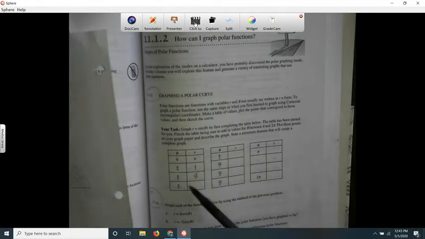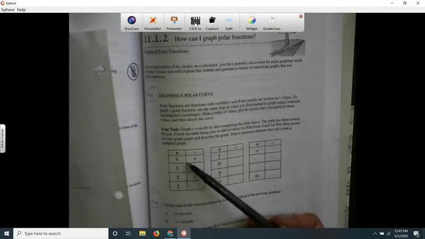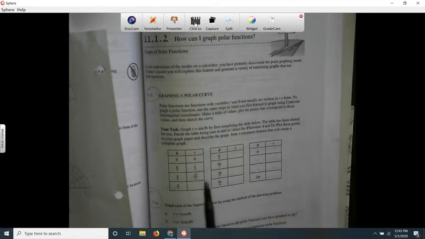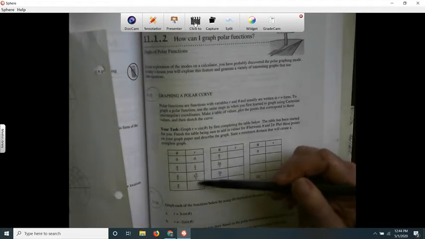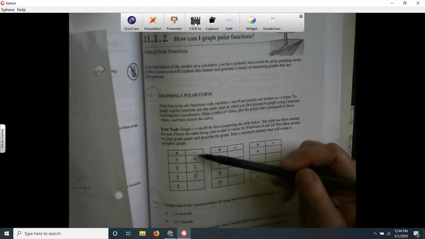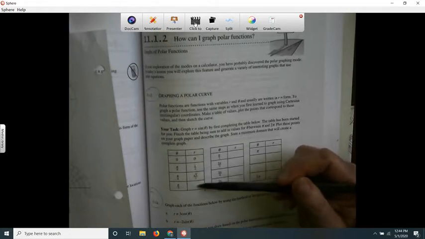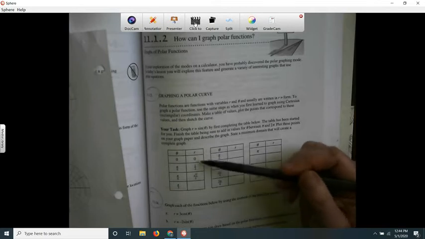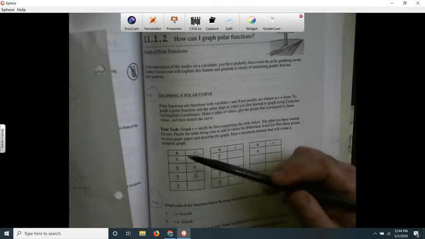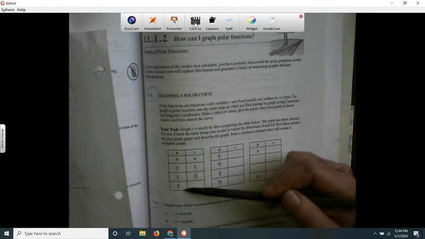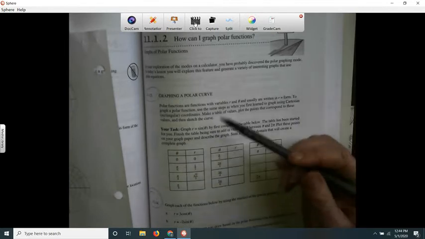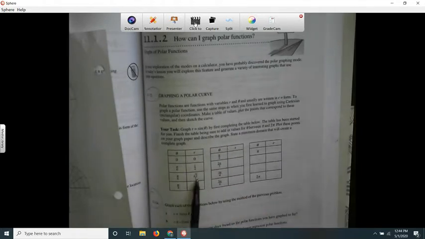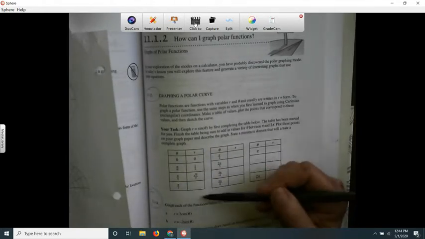So the way that you can fill out this table is, if you remember, r is the length of the radius. It's like the magnitude. If you're talking vectors, it'd be the magnitude of the vector. If you're drawing triangles, it would be the hypotenuse of the triangle. And theta is your direction. So theta is like your angle measure that you're opening from the positive x-axis. So you can just go on your unit circle and fill this thing out.